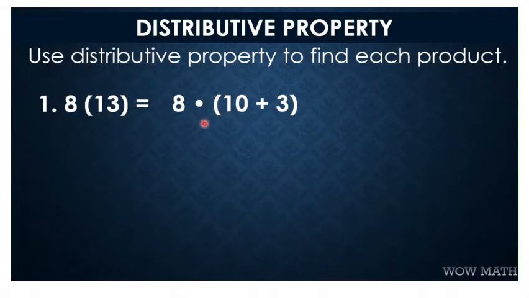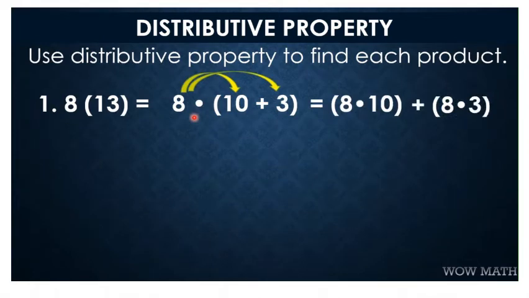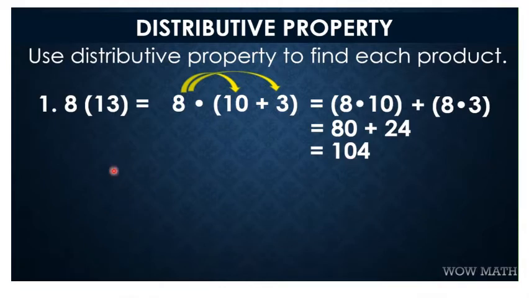Okay? So, paano natin gagawin? Apply natin ang distributive property. So, 8 times 10 and 8 times 3. Okay, let's solve. So 8 times 10, that is 80, plus 8 times 3, that is 24. Let us add. So that is 104. So 8 times 13 is equal to 104.